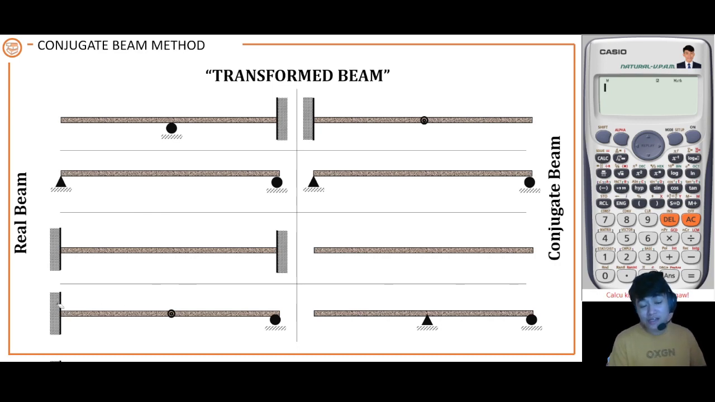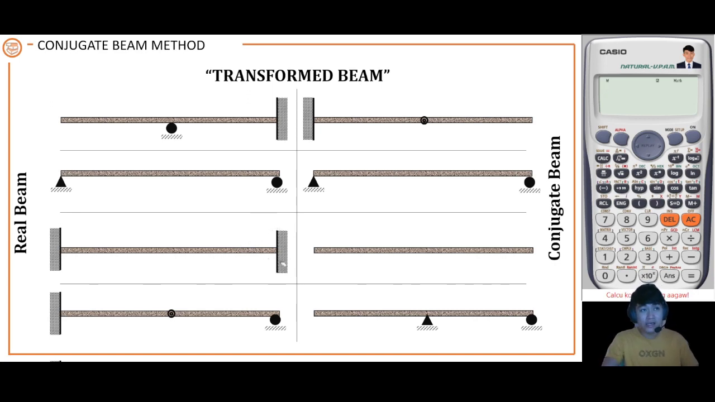Now, let's have this problem, a fixed support. We are going to convert that. It will be a free end, and a pin or roller at the other. It's up to you, same lang naman yan. You just have to identify the vertical reaction for this support. Then a roller at the end will still be a roller at the end support. Okay? So that's it. That's how you convert a real beam into a conjugate beam.